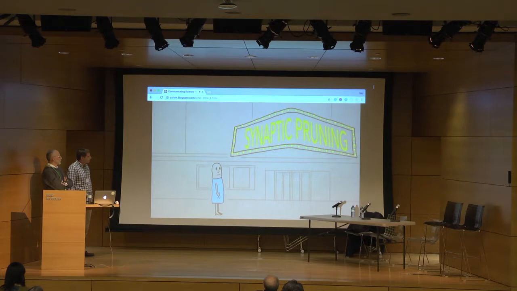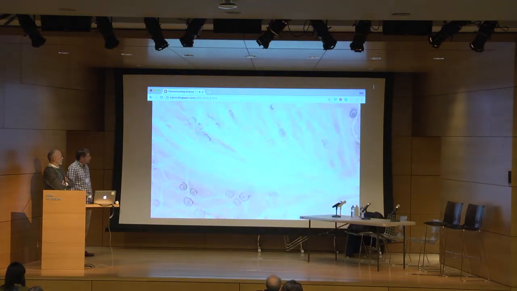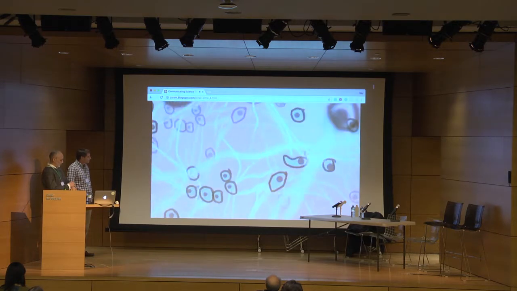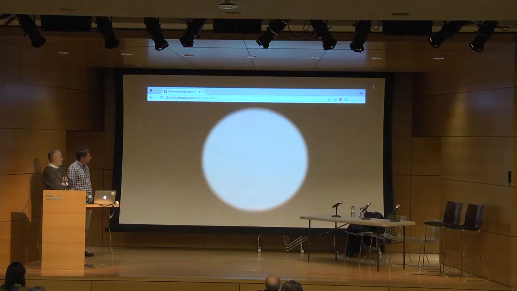What is synaptic pruning? Inside your brain, there are interconnected groups of neurons called neural networks. The neurons communicate through synapses. Let's look under a microscope. Scientists are able to isolate brain cells in a dish and observe them over time moving and communicating with one another. The synapse is where this communication happens.